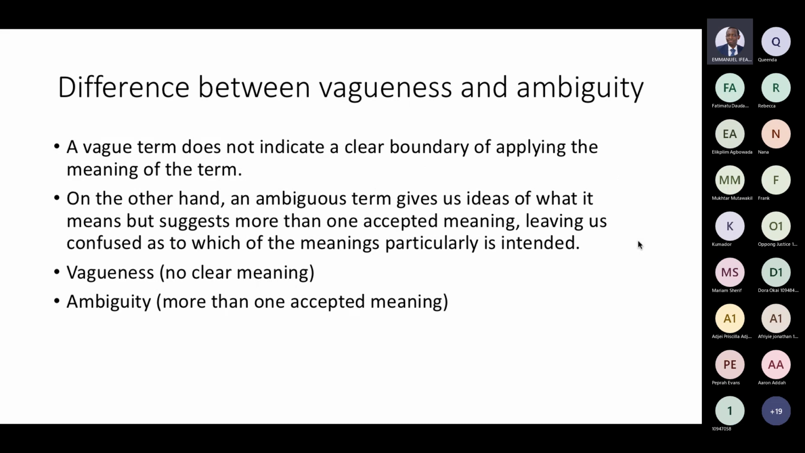Now, the difference between vagueness and ambiguity: a vague term does not indicate a clear boundary of applying the meaning of the term. On the other hand, an ambiguous term gives us ideas of what it means, but suggests more than one accepted meaning, leaving us confused as to which of the meanings particularly is intended. So vagueness means no clear meaning. Ambiguity means more than one accepted meaning. So you can see that's the difference.